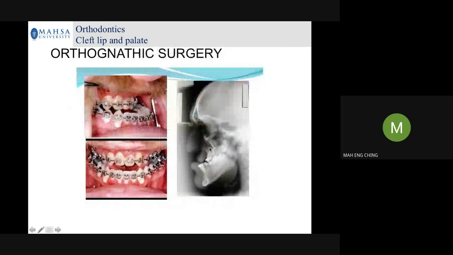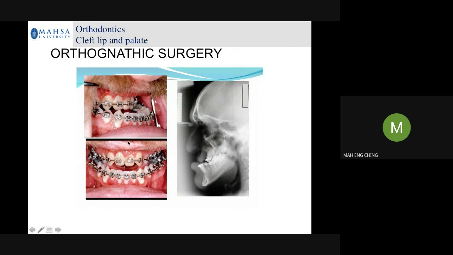This is a severe class 3. You see this one is restricted too badly. The upper jaw is too small compared to the lower jaw. This one is beyond the scope of orthodontic surgery. Sometimes the maxilla can advance about 10 millimeters, which is 1 cm, or maybe 1.5 at maximum. That's the maximum for orthodontic surgery.